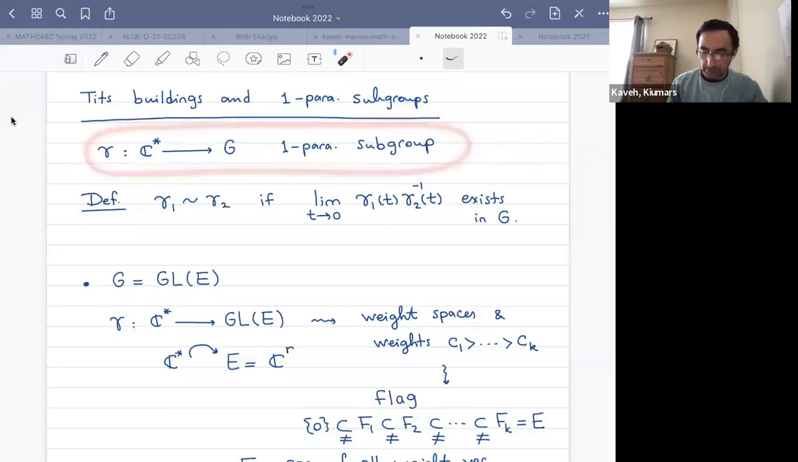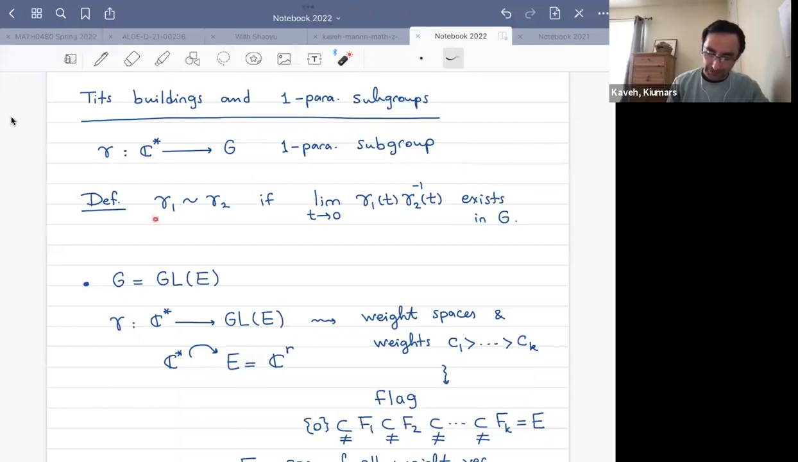So I thought the Tits building can be realized as basically the collection of all 1 parameter subgroups. But then, as stupid as I am, I forgot about some equivalence relation that one has to consider, and just recently realized my mistake and corrected it. This correction will be posted on arXiv soon. Everybody who looked at the paper did not recognize this mistake, but it will be corrected on arXiv very soon.